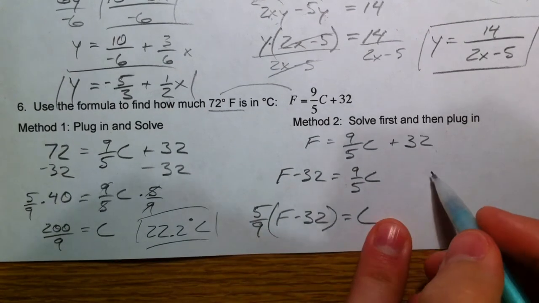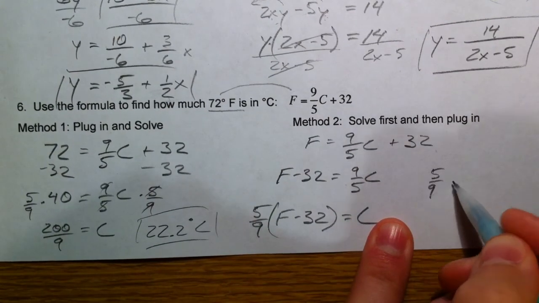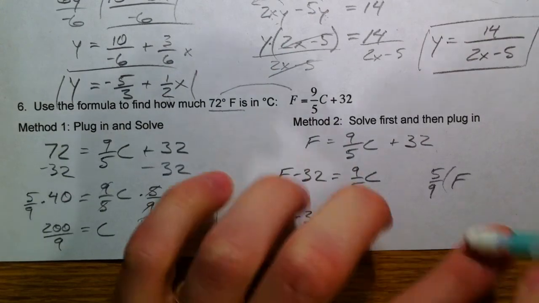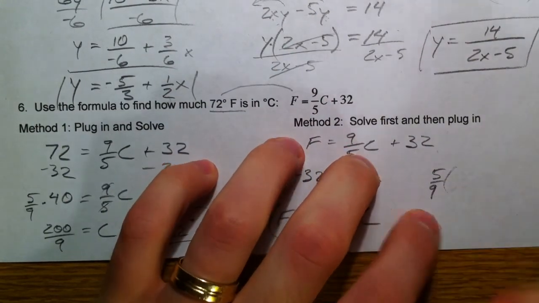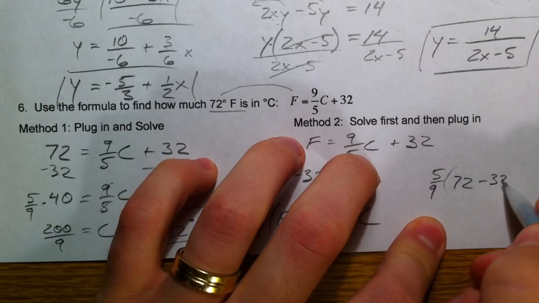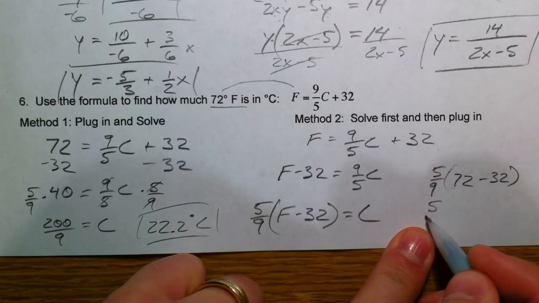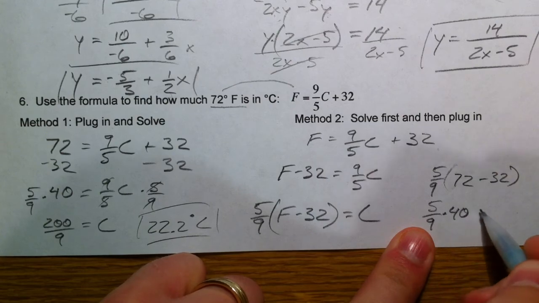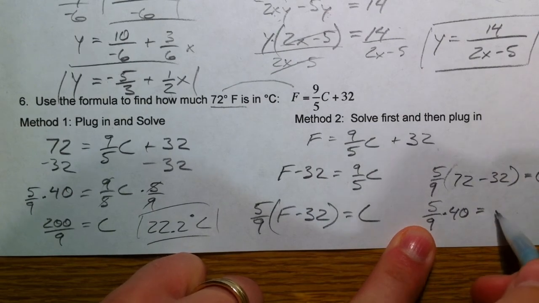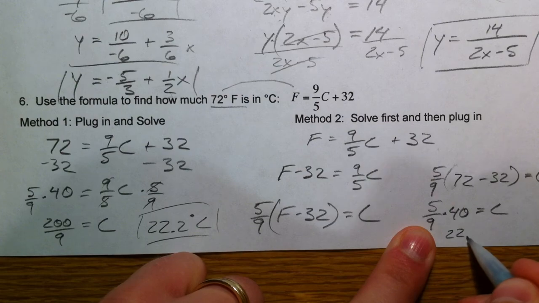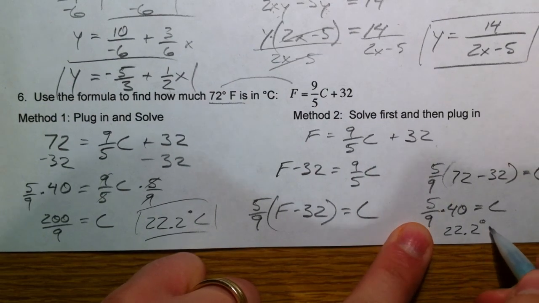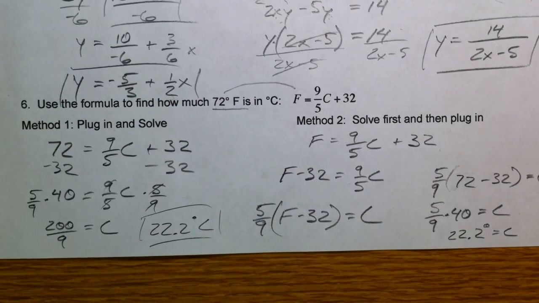So if you plugged in our Fahrenheit 72 minus 32, you get 5/9 times 40, you get 22.2 degrees Celsius, and then you're done. Congrats. Solving formulas with variables, piece of cake. Do the same thing you would with just regular equations.